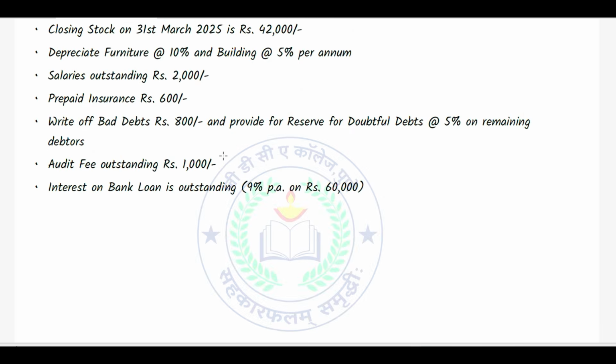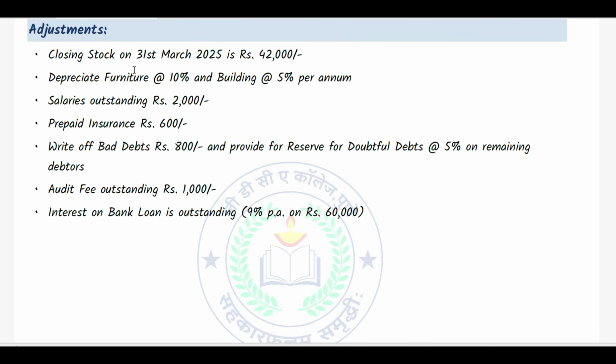So how it is going to be, there are some adjustments given, like closing stock on 31st March 2025 is 42,000 rupees, depreciate furniture at 10% and building at 5% per annum, salaries outstanding 2,000 rupees, prepaid insurance 600 rupees, write off bad debts 800 rupees, and provide for reserve for doubtful debts at 5% on remaining debtors. Audit fee outstanding 1,000 rupees. Interest on bank loan is outstanding, 9% per annum on 60,000 rupees. So these are the adjustments we have to do.